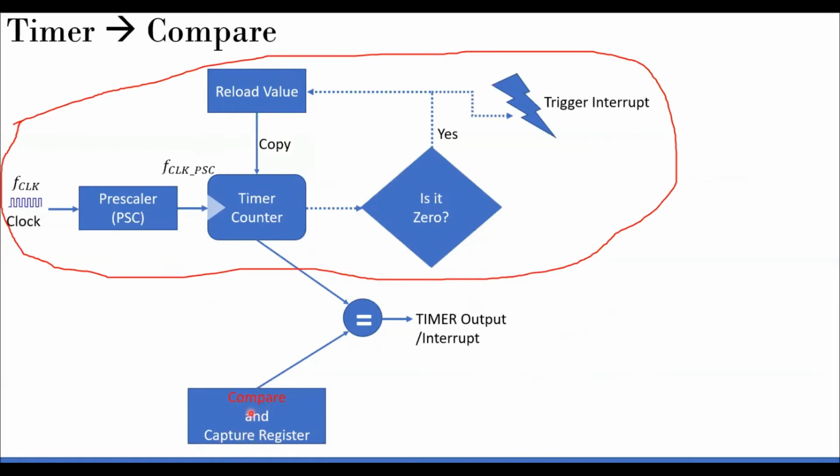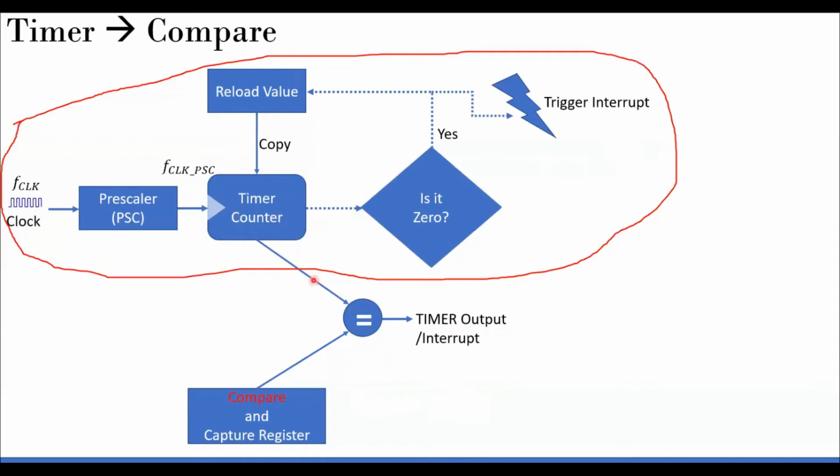So once you write that value, you will always be comparing that value with the timer, whatever the current counter output is, and you see if they are equal. I would rather say if they are equal, it will actually trigger an interrupt. Okay, if it is not equal, nothing will happen. It just keeps on down counting.